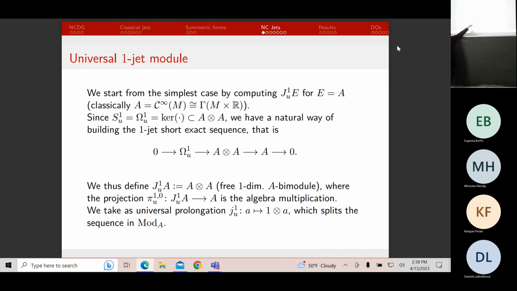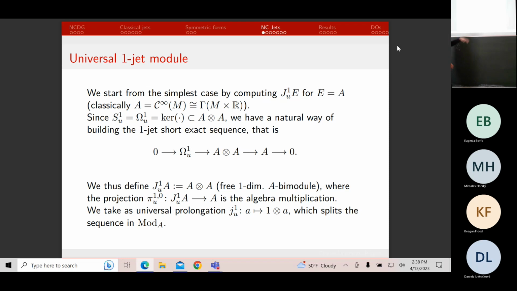Now, this is not the only way to define a short exact sequence. Turns out there can be more. There is only one way when the algebra is separable. But in the end, the one we chose has several advantages. First of all, it makes sense for row algebra. It's one of the few that makes sense for row algebra. And secondly, it's the one that gives classical jets. So it's a good idea.